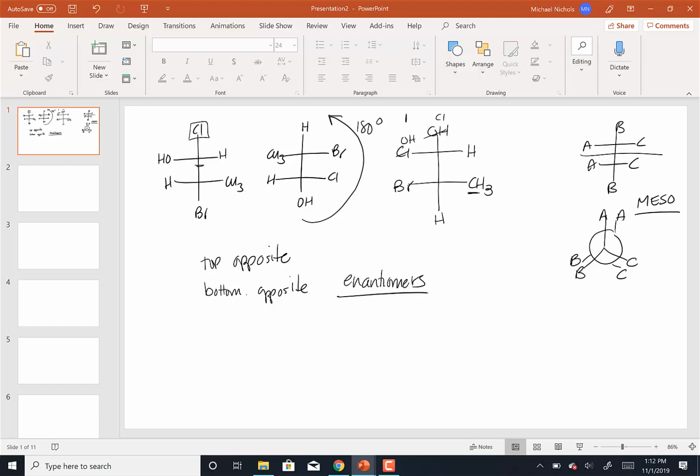Can you do it as R and S, or is that incorrect? No, you can do it. You can do it as R and S. Except R and S doesn't work with compounds that could be meso.